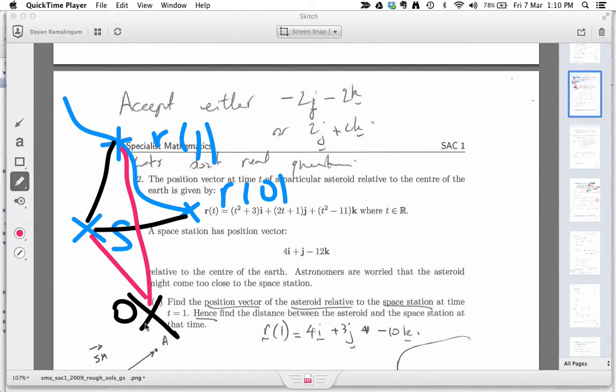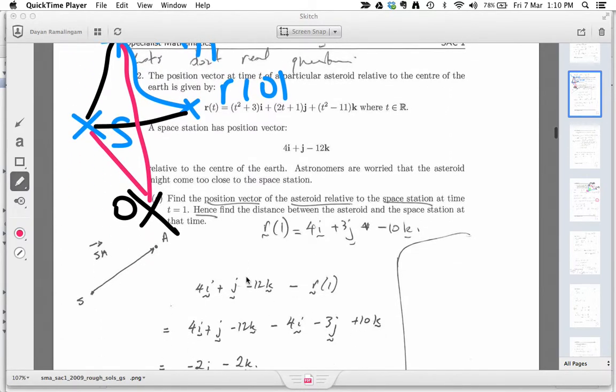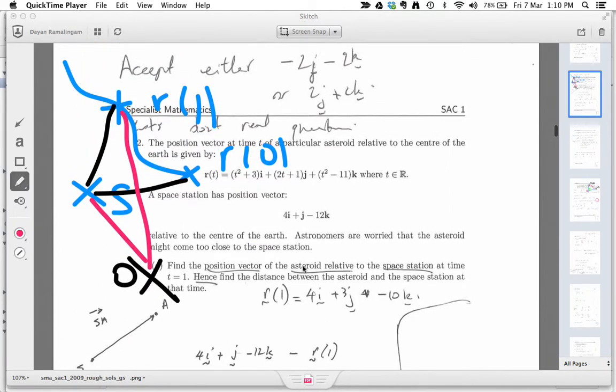Here's the origin, which is the center of the Earth, and you have vectors from the center of the Earth to the space station and from the center of the Earth to the asteroid locations. So the first question is, find the position vector of the asteroid relative to the space station. So it's asking for this black line here.